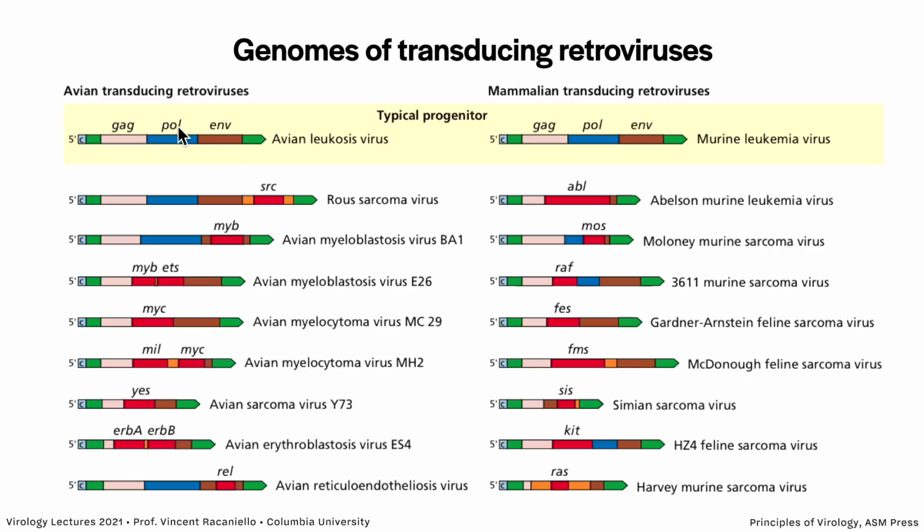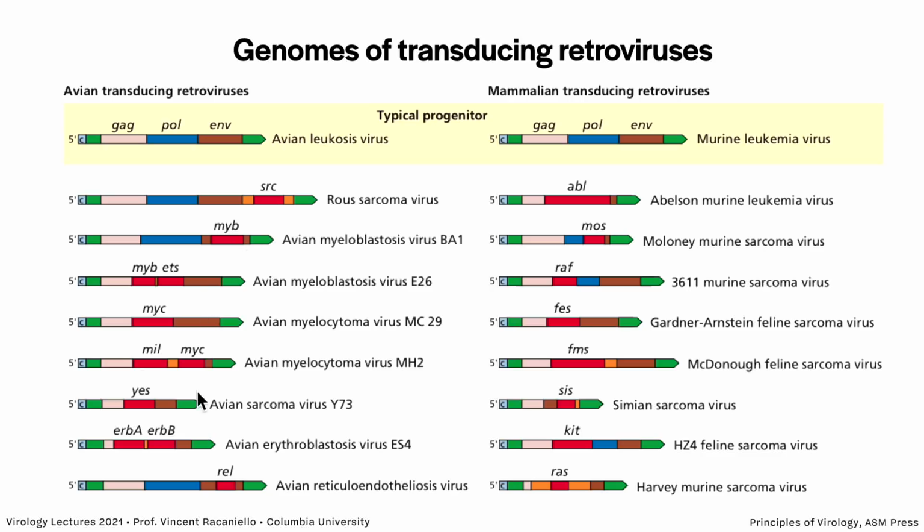And here's the starting virus, avian leukosis virus. These are all avian transducing retroviruses. And beneath it are the various viruses that cause different tumors. Here's Rous sarcoma virus. So you can see it's not defective. It has gag. This is a picture of the mRNA. It has gag, pol, envelope genes, and then src tacked onto the end.